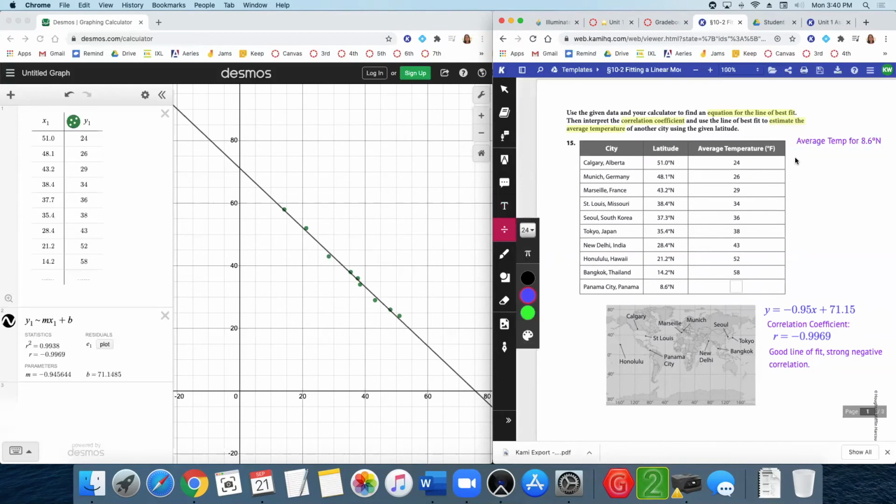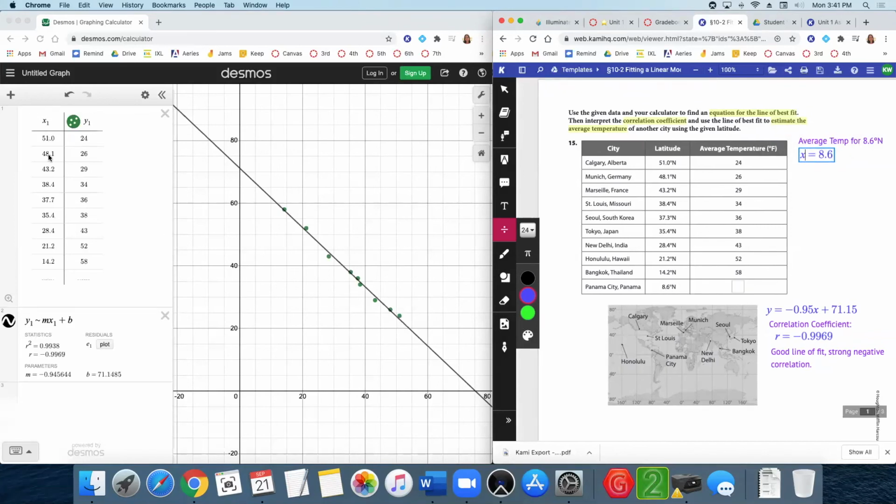And what I'll do is I'm going to type into the equation that x equals 8.6. How do I know that x equals 8.6? I know that because latitude is my x. Remember in my table, all of these values for x are the latitude values. And then my y is my average temperature. So what I can do is substitute my latitude into my equation, and then I will actually calculate my average temperature.